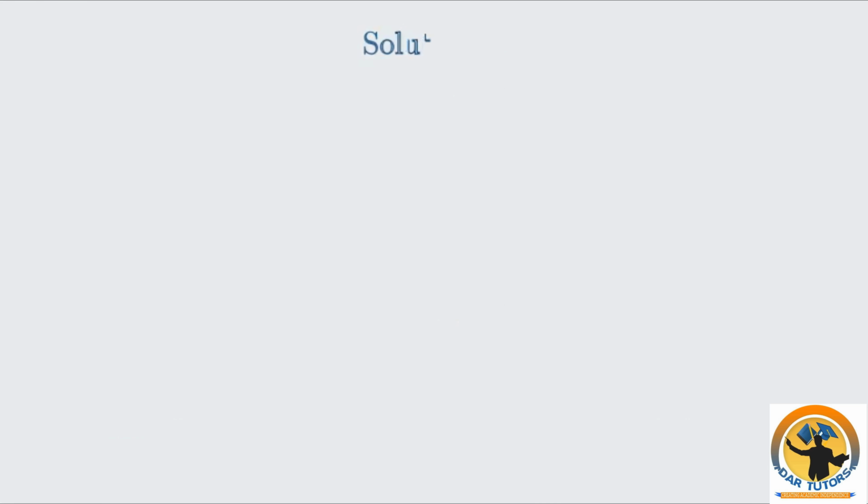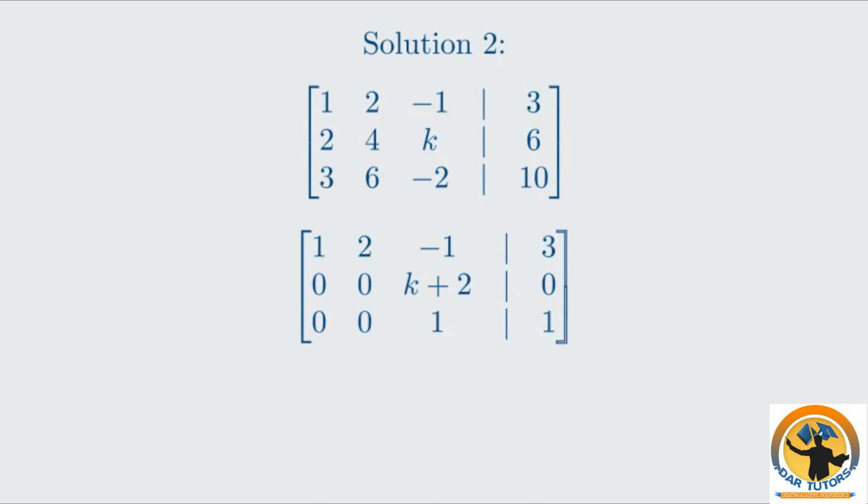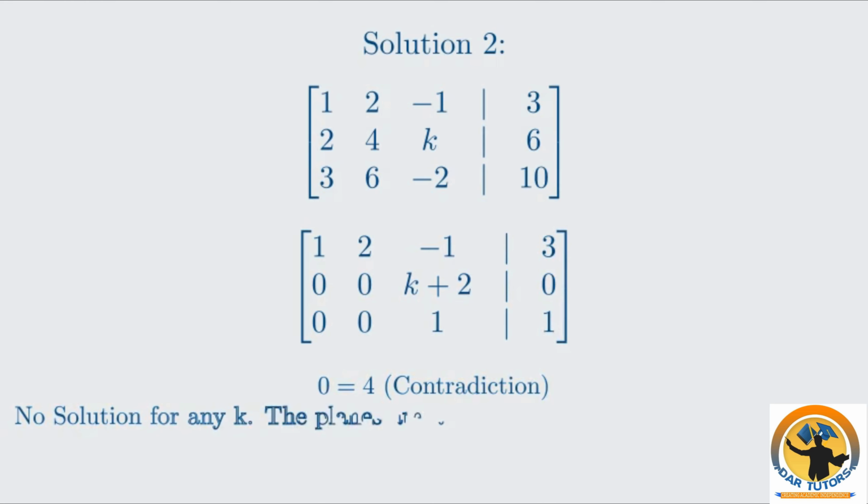For question 2, we reduce the matrix to row echelon form. The third row becomes 0 equals 4. This is a contradiction, so there is no solution. The value of k does not affect this outcome. Geometrically, the first 2 planes are parallel, and the third plane is not parallel to them, so there is no common intersection.